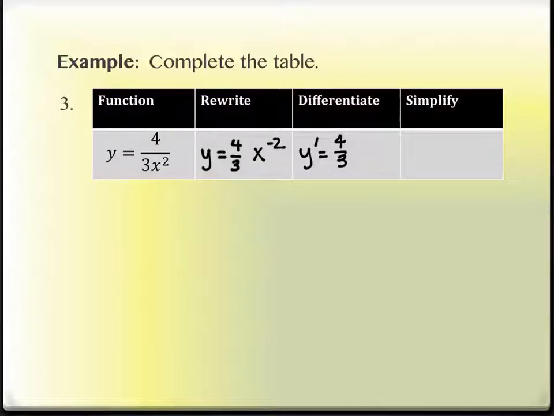And the power rule says that the x to the negative 2 can be written how? What's the derivative of x to the negative 2? Okay, so negative 2 first, right? Because it's negative. Is it x to the negative first or x to the negative third?